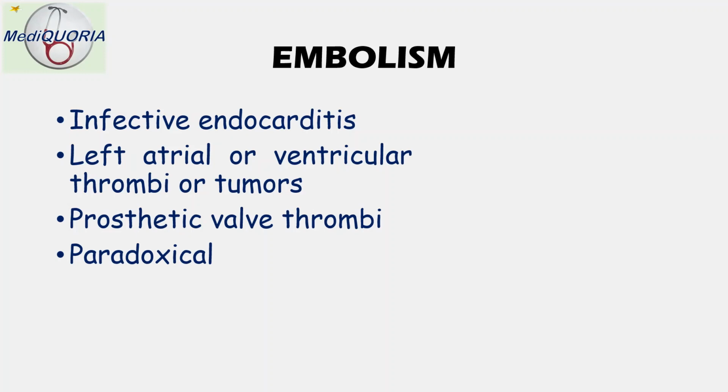Paradoxical embolism occurs when material moves from the right side of the heart into the left side of the heart through a defect in the septum separating the two sides of the heart. Otherwise, without a defect, emboli from the right side of the heart usually end up in the lungs. Embolism can also be a result of interventions performed in the hospital, for example, catheterization of the heart.